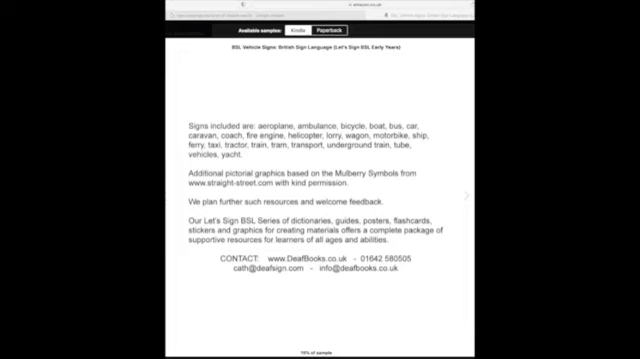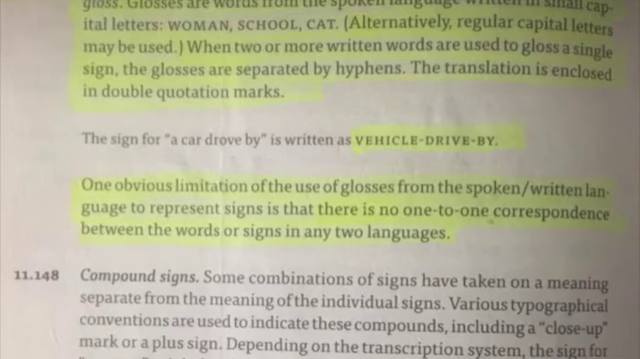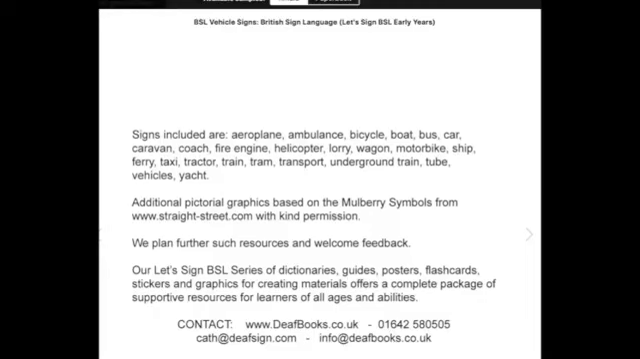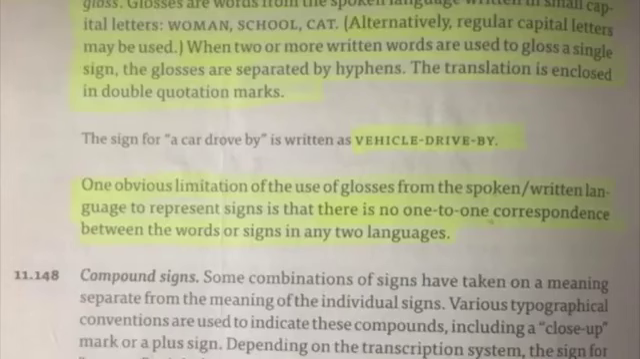So the sign for a car drove by is written as VEHICLE DRIVE BY. As you notice straight away, all these words are written in capital letters. What they're trying to do is make you believe that a vehicle is a car, whereas you can see here, it says a car drove by is written as.